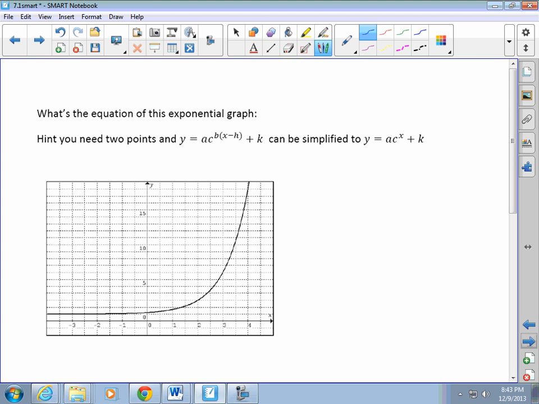Okay, so the next part is what if you're given the graph and you want to find the transformation. Here it says, hint, you need 2 points, and y is equal to a c to the power of b times (x minus h) plus k. And it can be simplified to y is equal to a c to the x plus k.